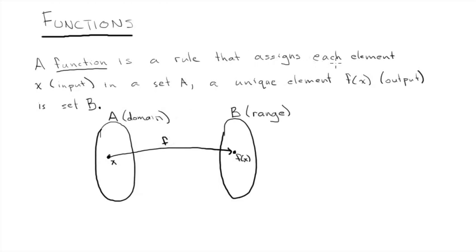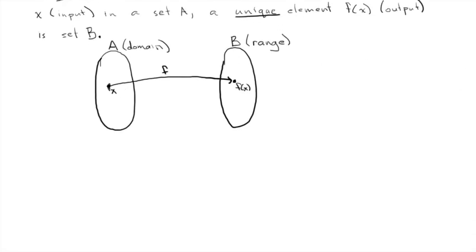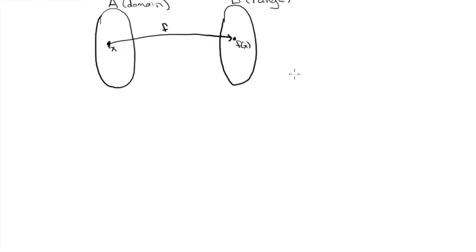One thing which will become very important later on is this idea of it being a unique element, and all that means is x can only go to one thing in B. Whatever your rule is, it can only go to one thing. Your rule couldn't take you to two different things, and we'll see more what we mean in a minute.